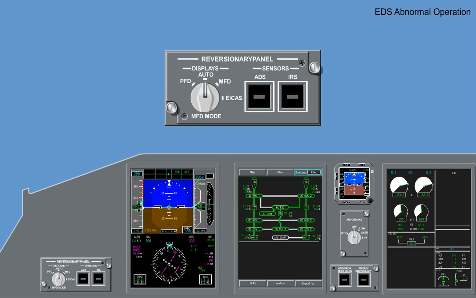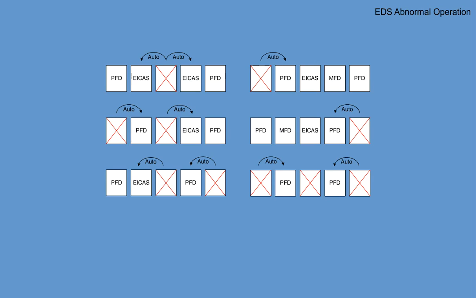When the switch is set to the Auto position, the system is in automatic reversion, with manual override capability, and it will detect many types of display unit failures. The reversion system will reconfigure the remaining DUs to the configuration shown.